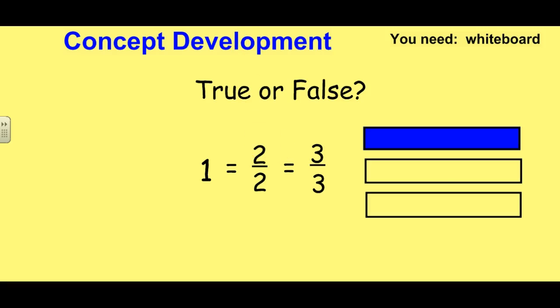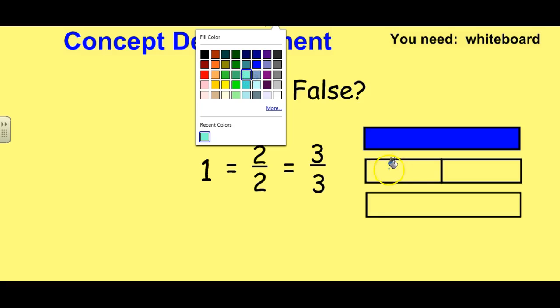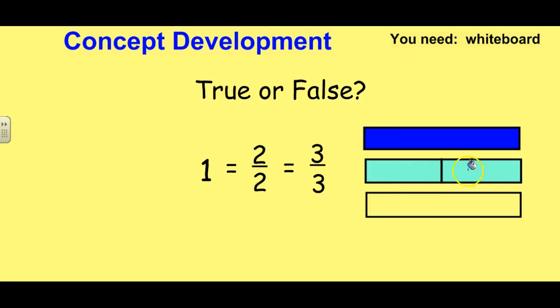This fraction says 2/2. So since the denominator is 2, that tells me that I'm going to have 2 equal parts. So I'm going to draw a line right down the middle to show 2 equal parts. The numerator is also a 2, which means that I have 2 parts that need to be shaded. So I'm going to shade both of those parts. And as you can see from the 2 that I have right here, 1 is equal to 2/2 because they both have the same amount of shaded space.